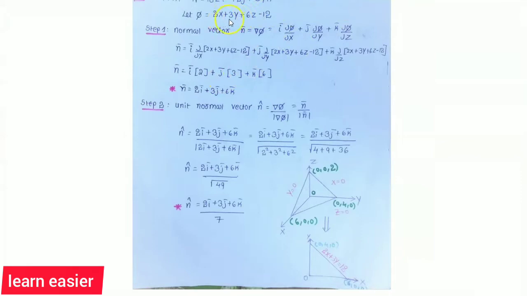So here we have 2x plus 3y plus 6z equal to 12. Here you can substitute x equal to 0 and z equal to 0, and you can get y, which is 4. Here we have 2x plus 3y plus 6z equal to 12 as given in the question. So if you substitute x equal to 0 and z equal to 0, you get 3y equal to 12, so y equals 4. So you get the point (0, 4, 0).